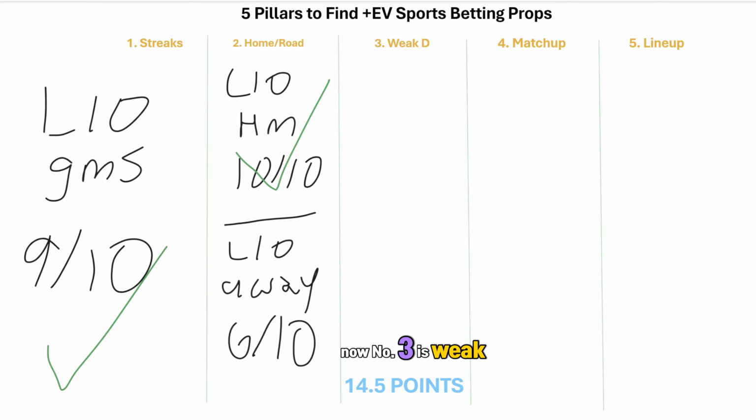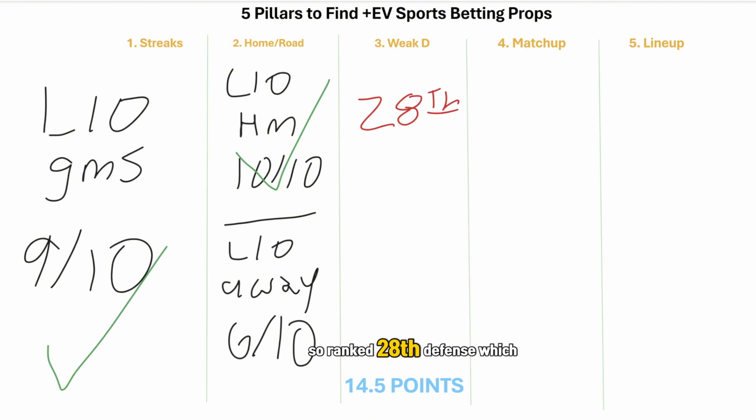Now, number 3 is weak defense. Is this a good matchup for them? In Dante's Data, we look at player stats and rankings per position per stat. So for example, 14.5 points. Let's say we're looking at a point guard. What we do in Dante's Data is we find not what teams rank in giving up points overall to any position, not just centers or small forwards. We do it by position. So we have the rankings for point guards, teams ranked worst to best by how many points they give up to point guards. So in this case, let's say they're ranked 28th.